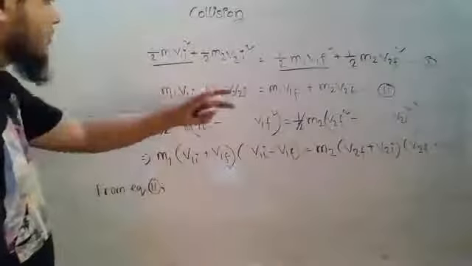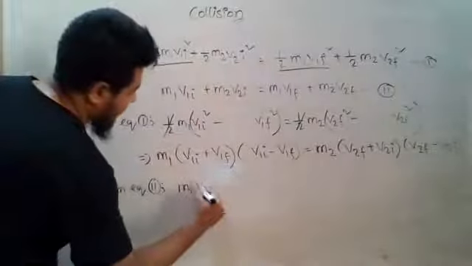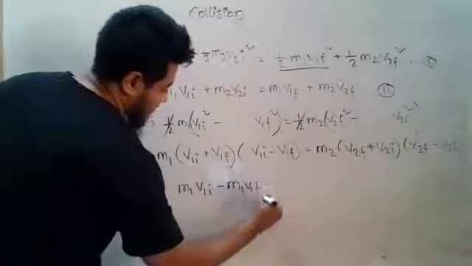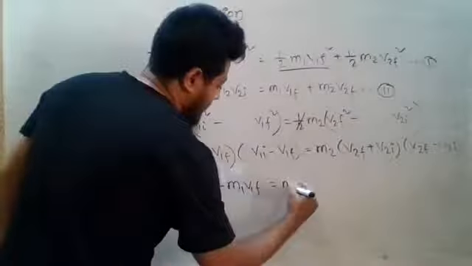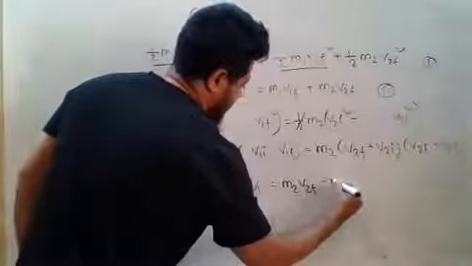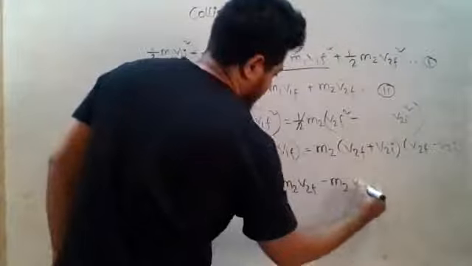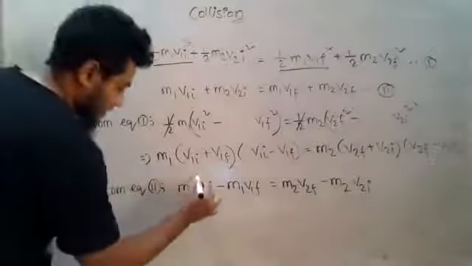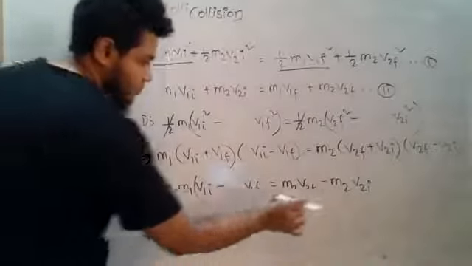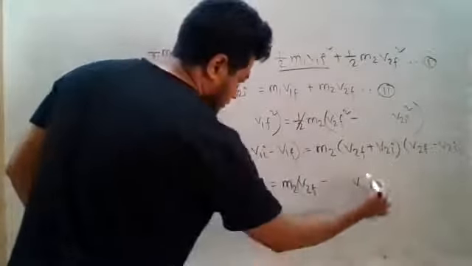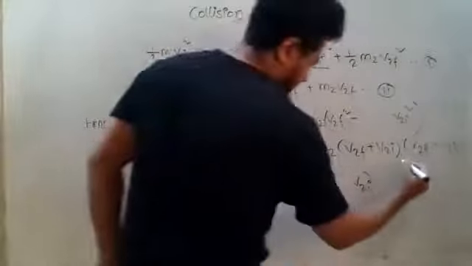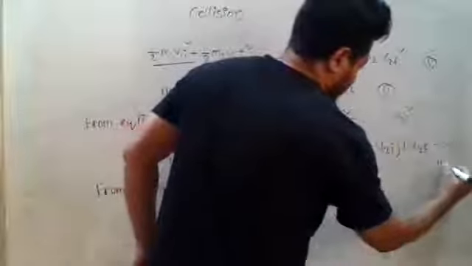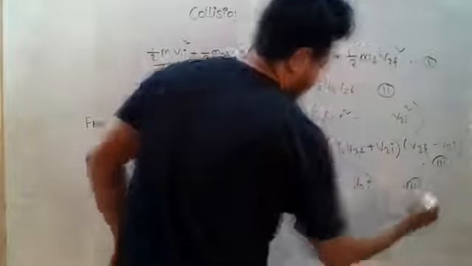From equation 2, if I bring m1 together, then I will get m1 v1I minus m1 v1f. It will be equal to into v2f. We will get this one, and then again I will take m common, right? So if I take m common, this it will become, and here it will be like this. Okay, so let us consider this one as equation 3 and this as equation 4.